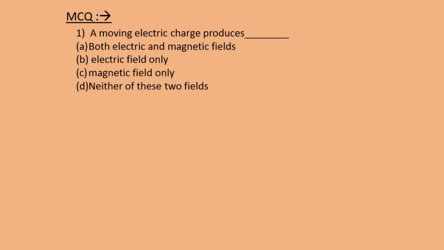First, a moving electric charge produces dash dash. First option, both electric and magnetic field. Second option, electric field only. Third option, magnetic field only. Fourth option, neither of these two fields. A moving electric charge produces both fields, electric and magnetic.